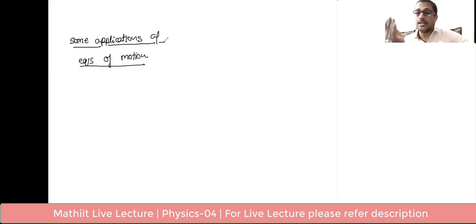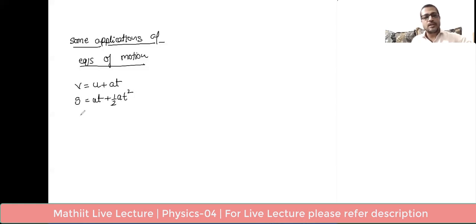But after the demo class, if this materializes into the regular classes, then I will not assume that you people already know equations of motion. We'll come from scratch, derive equations of motion, and then start using. As of now, I'm just relying on the fact that you have covered this in 9th class, so you may be remembering this. The equations that I'm speaking of are v = u + at, s = ut + (1/2)at², and v² - u² = 2as.